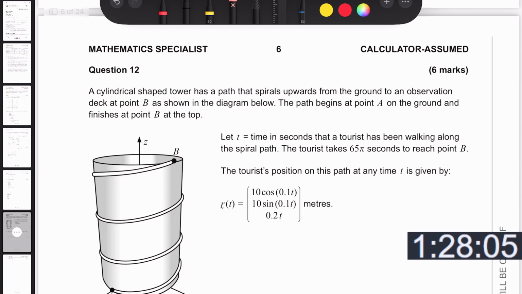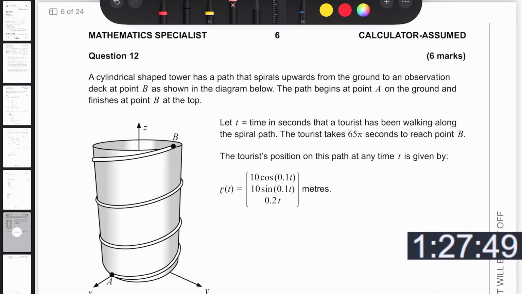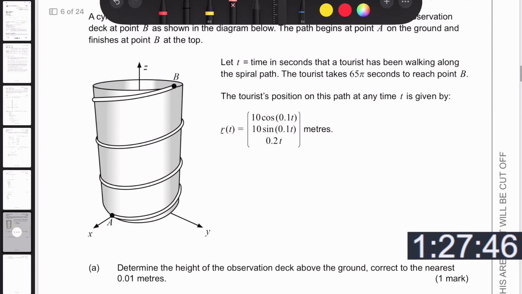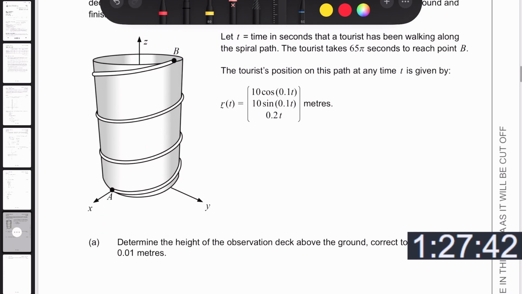A cylindrical shaped tower has a path that spirals upwards from a point A on the ground to an observation deck at point B, as shown in the diagram below. Let t equal time in seconds that the tourist has been walking along the spiral path, 65 pi to reach P. Determine the height correct to 0.01 meters.